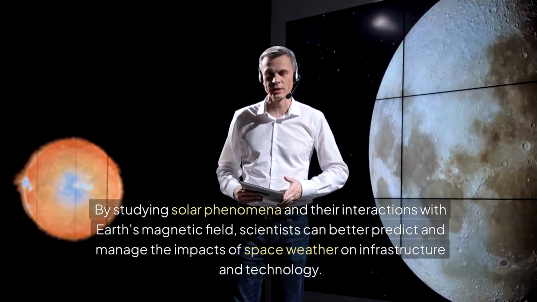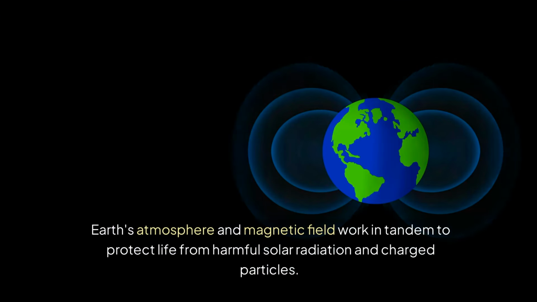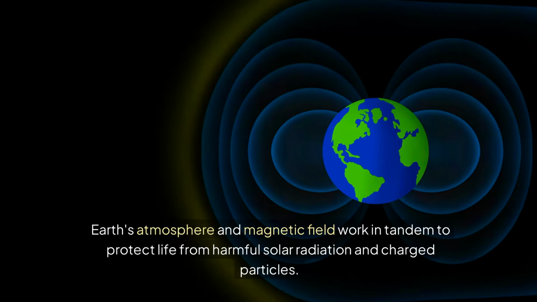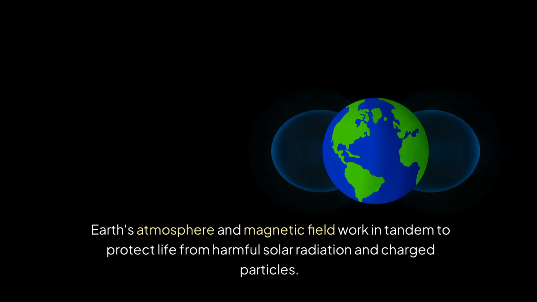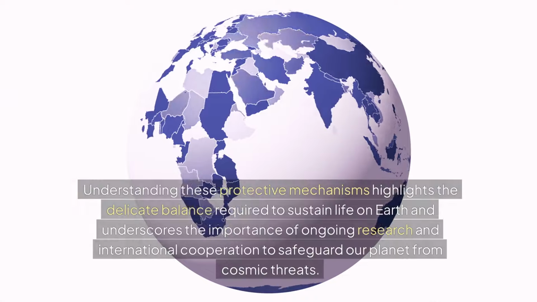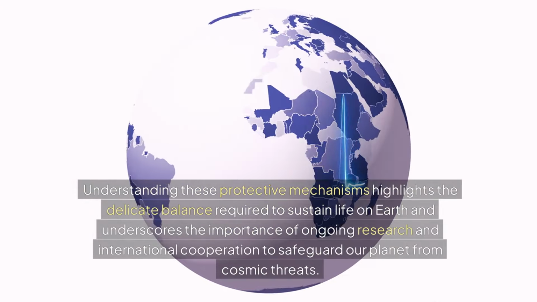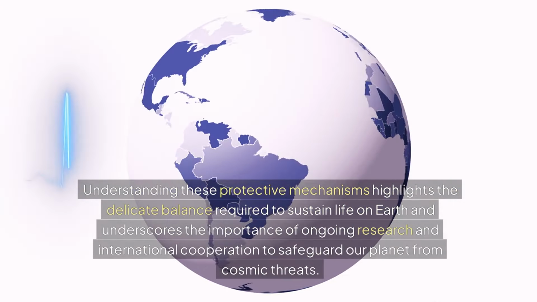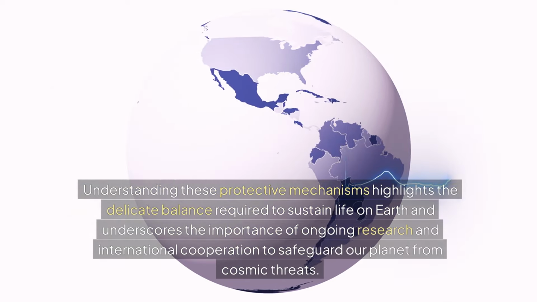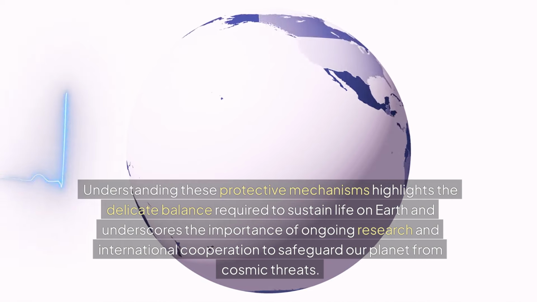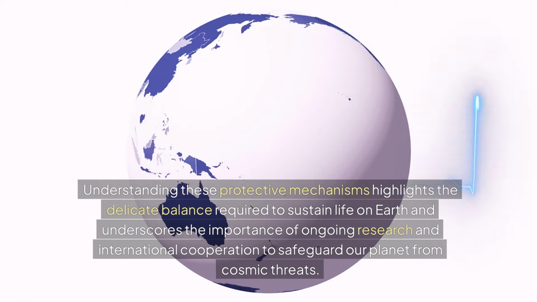The sun's role in providing energy and light is balanced by its potential to pose cosmic threats. Earth's atmosphere and magnetic field work in tandem to protect life from harmful solar radiation and charged particles. The ozone layer absorbs dangerous UV rays, while the magnetic field deflects solar wind and traps high-energy particles. Understanding these protective mechanisms highlights the delicate balance required to sustain life on Earth and underscores the importance of ongoing research and international cooperation to safeguard our planet from cosmic threats.